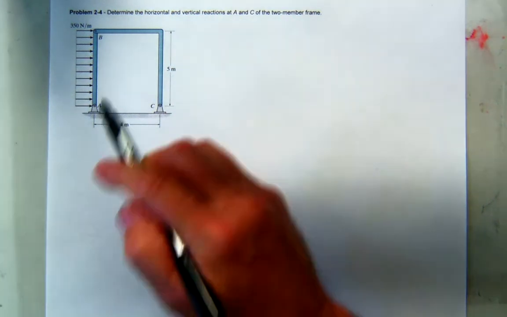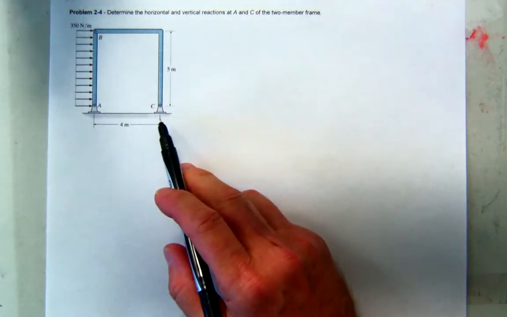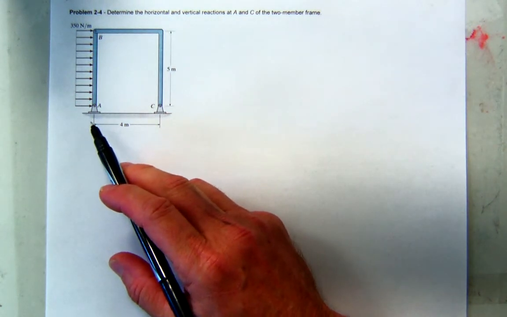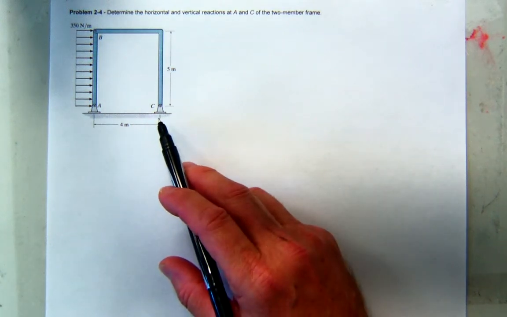Okay, so let's look at this problem and see what we've got. Again, it wants to determine the horizontal and vertical reactions at A and C. What does A look like to you? Pin. That's a pin. And it looks like C is also a pin.